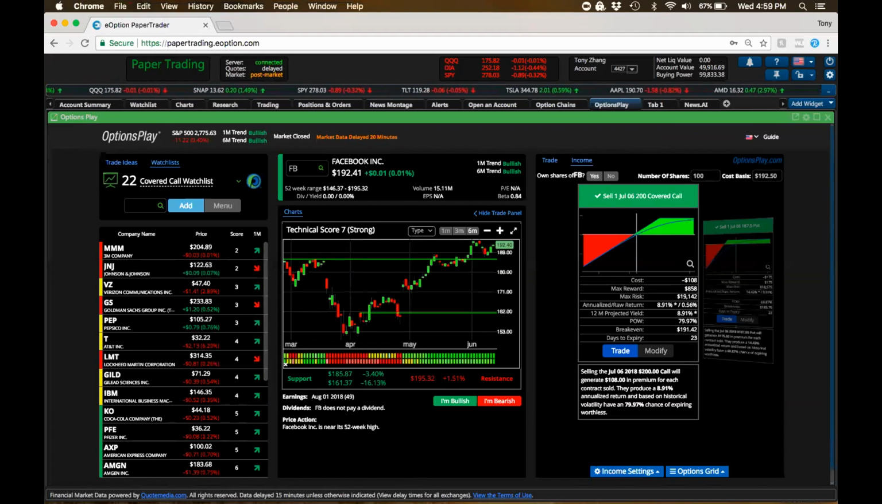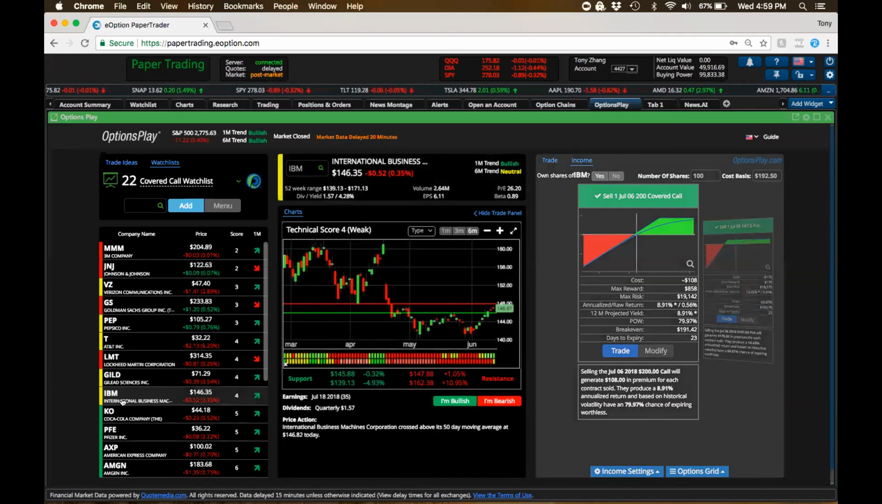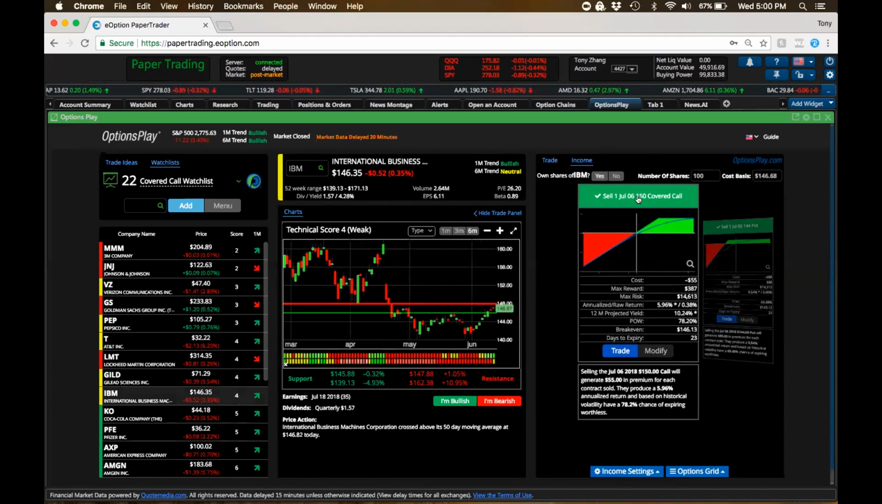All you have to do is put in your income settings, type in the symbol that you're looking at, and we will go out, scan the option chains for you, and return back to you the covered call strikes and expirations to look at. So if you own IBM, this is telling you to look at the July 6th 150 covered calls, which generates roughly a 6% yield on a stock that pays a really healthy 4% dividend. So you're increasing your yield from 4% to a little over 10% by adding covered calls.